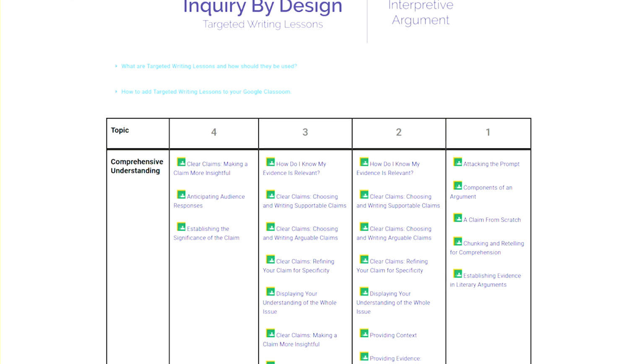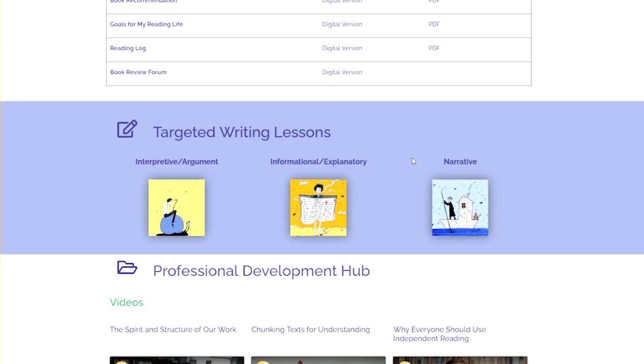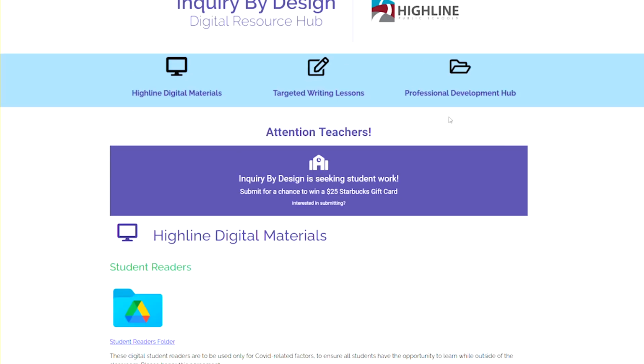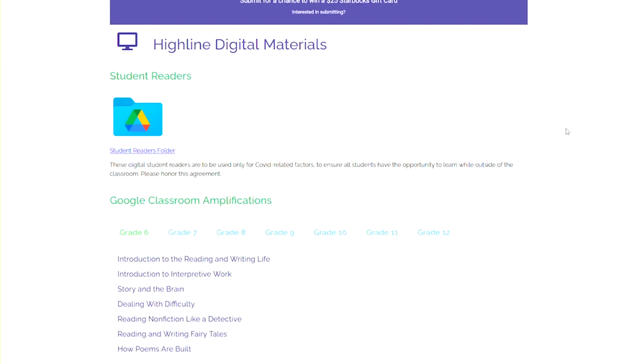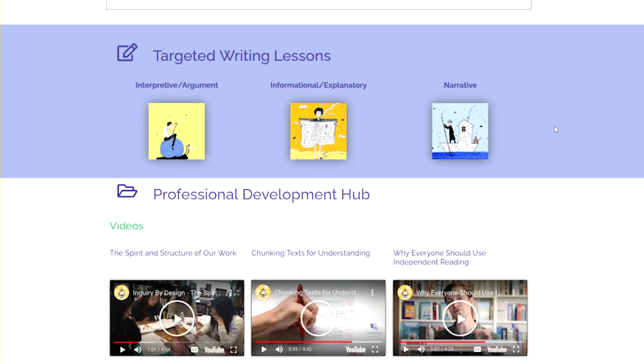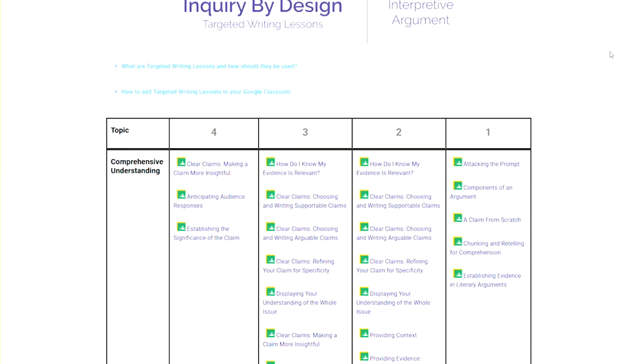So the first thing, of course, is where to find them. If you go to your district's Digital Resource Hub, you'll find the targeted writing lessons on the main page. You can click right there and it will take you down, or you can scroll straight down and you'll find that they are organized in the 3 different writing types that are discussed in the standards. So we have argument, info-explanatory, and narrative writing. And if we click on argument, we open up the page full of targeted writing lessons for argument.